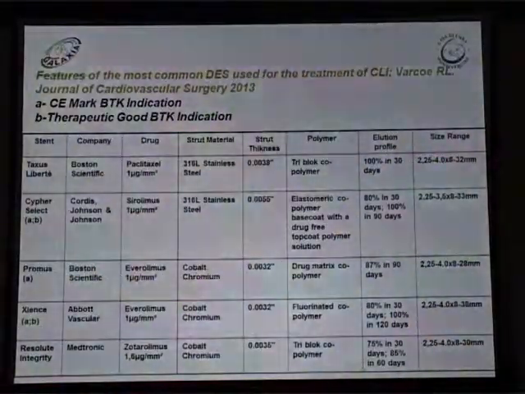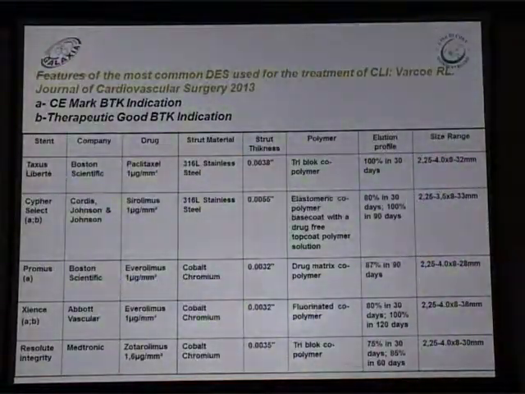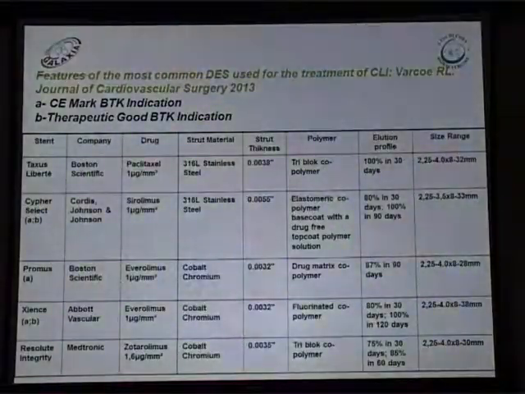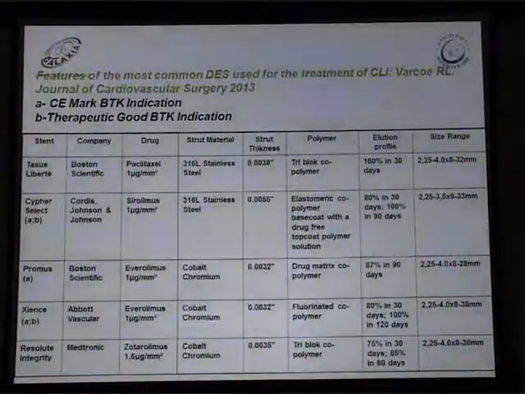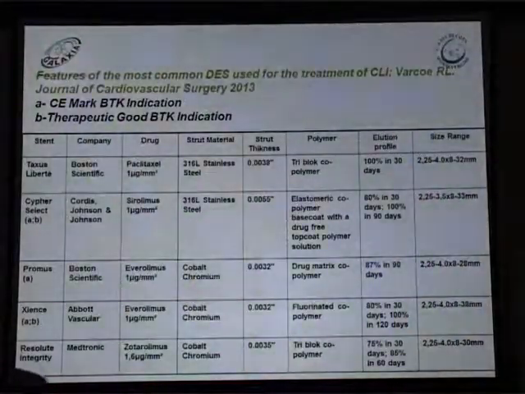The CE mark below the knee indications and Therapeutic Goods below the knee indications have only two stents, with sirolimus drug and everolimus drug. So Cypher, which is not in production anymore, but there are a lot of other stents with the same drug, and Xience with everolimus eluting stent.